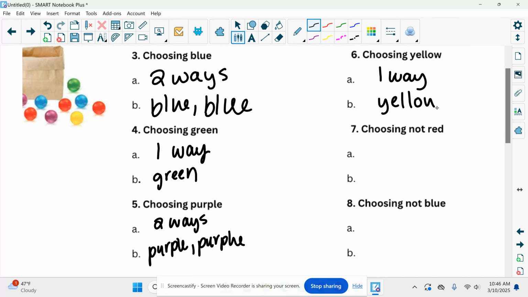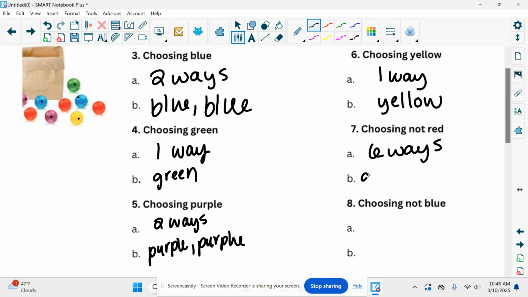Alright, this is where it gets a little different. Choosing not red. How many different ways can you choose not red? 1, 2, 3, 4, 5, 6, 7. No, there's a red one. My bad, sorry. 6. So I said that's not the number I got the first time. 6 ways. Gracie was right. 6 ways. What are those 6 ways?